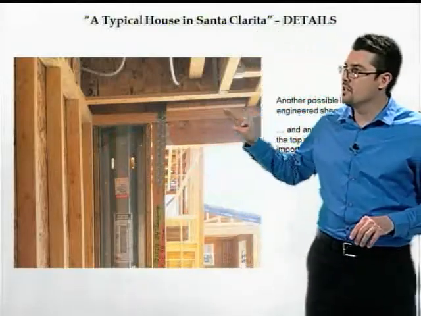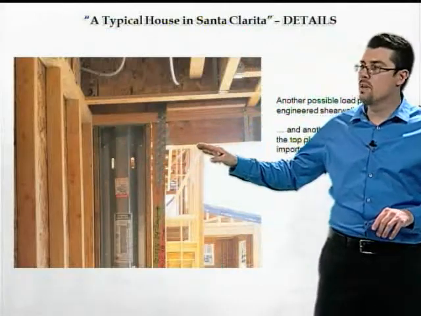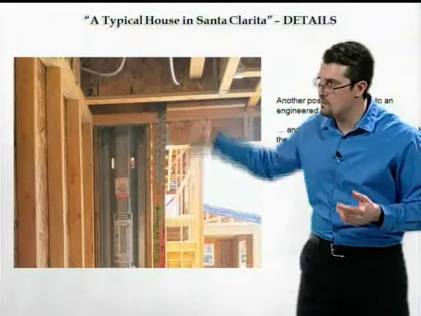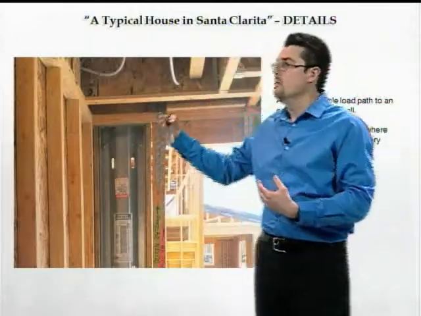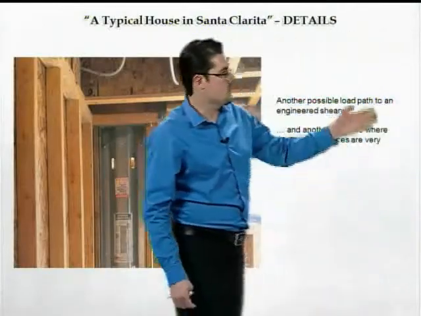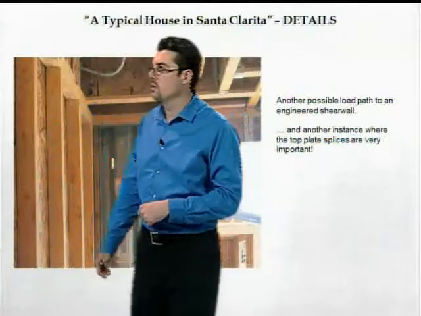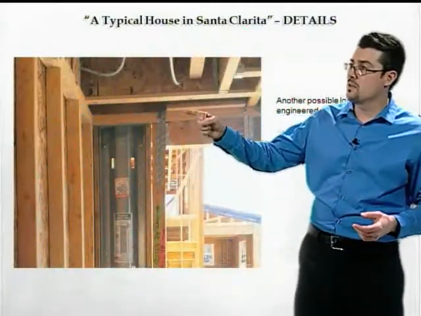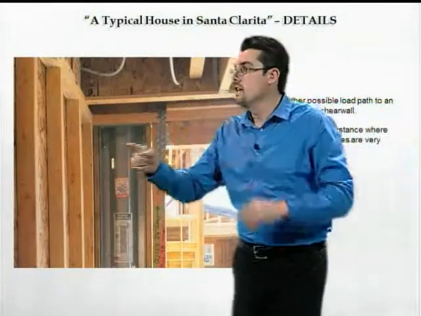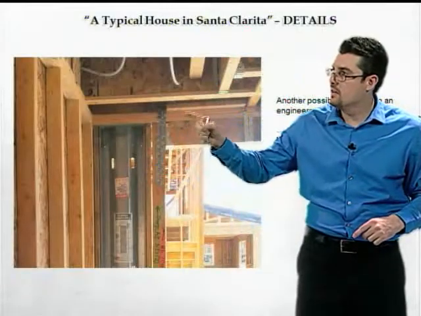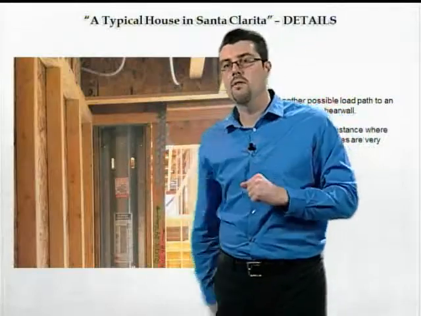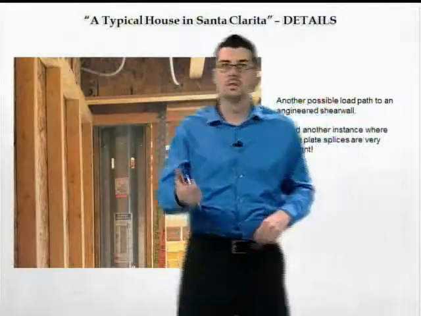If I have a continuous double top plate here, then I don't really need the beam to take the seismic force. Now, I still need the beam for vertical, obviously, to support all the vertical weight. But I can transfer all the seismic force through that top plate. So I'm showing this as another possible load path to an engineered shear wall, and another instance where the top plate splice is extremely important. That double top plate has to be spliced. If this top plate was cut right here, big problem. We've just taken a link out of our structural chain, as it were.